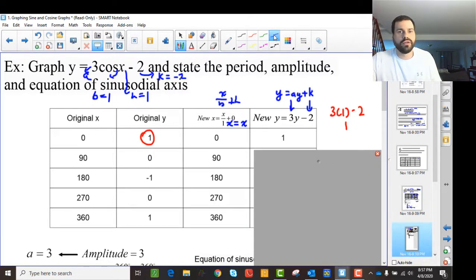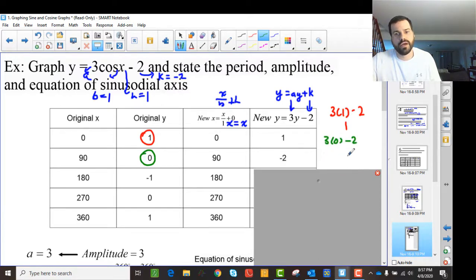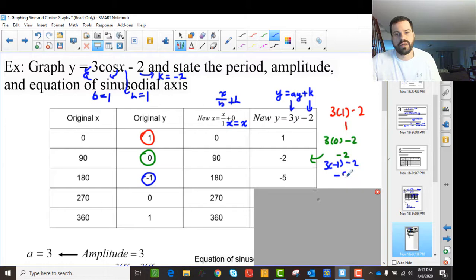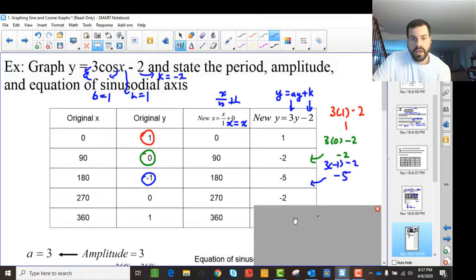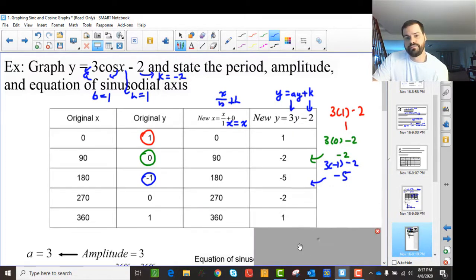Then if I do the next one, let's say I do that one in green, I'm going to go 3 times 0 minus 2, and that gives me minus 2. Okay, so that's where I'm getting those values from. And then if I go back to minus 1, let's say I'll do that in blue. So I go 3 times minus 1 minus 2, that gives me minus 5, right? Minus 3 minus 2. And so that goes in my table. And what's nice about this is I already did 0. I know it's minus 2. And I already did 1. I know that it's 1.